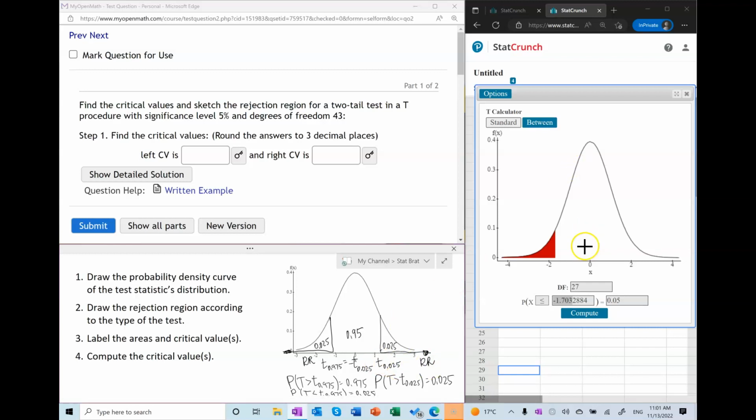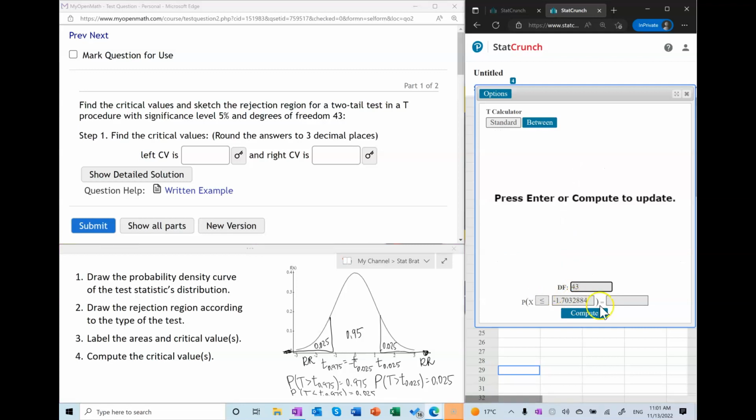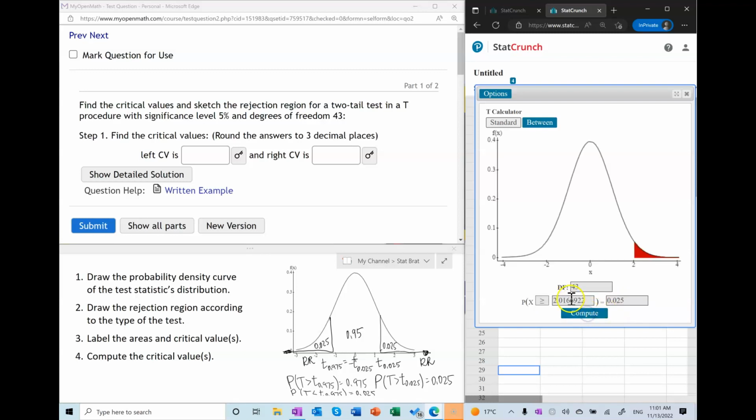And I'm going to use StatCrunch. We're going to open the right T calculator. So we're going to enter the 43 degrees of freedom. And let's start with finding the right critical value. It's going to be the area to the right of this value is 0.025. So this is my right critical value. Now, to find the left critical value, again, we can just take the opposite of that.